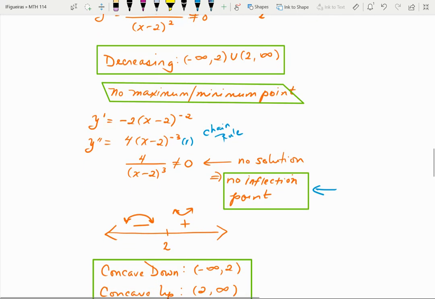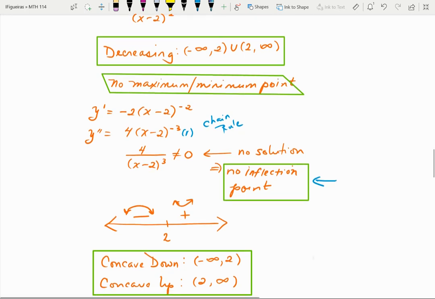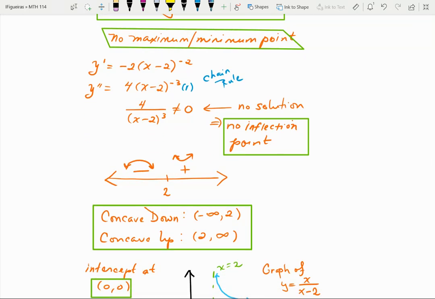And when I test for concavity, I still need to keep track of what's happening to the left and right of 2, because 2 is not in the domain. So pick something less than 2. Plug it in here. If you pick something like 1 or 0 or negative 1, you will get a negative result. Negative result means it is concave down. If I pick something greater than 2 and plug it into your second derivative, like 3, you'll get a positive result. Positive means concave up. So in summary, it is concave down from negative infinity to 2 and concave up from 2 to infinity.